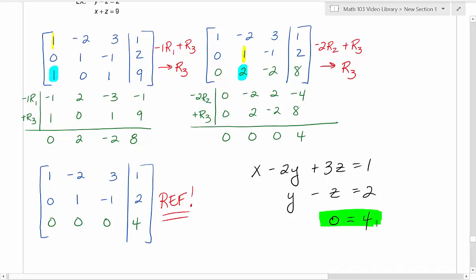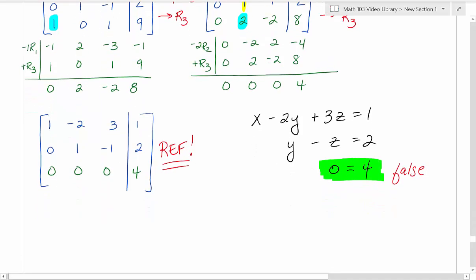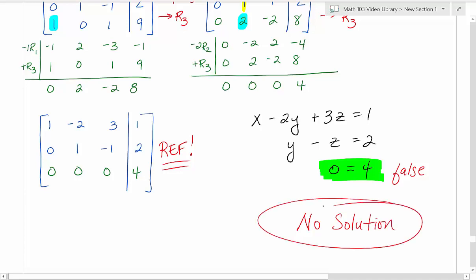Well, what do you know about that statement, 0 equals 4? Yeah, it doesn't. 0 does not equal 4. This is a false statement. Anytime you're solving any type of equation and you end up with a false statement, that means that there is no solution to that equation. This system of equations has no solutions.